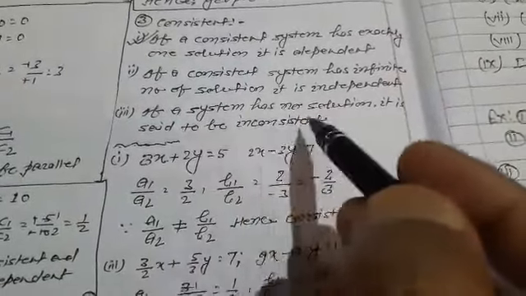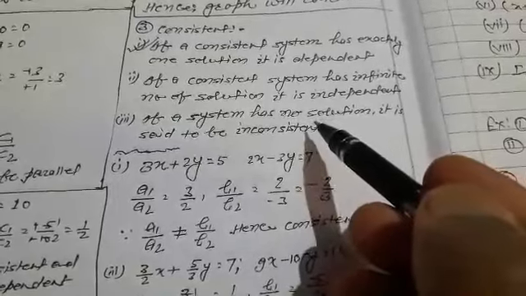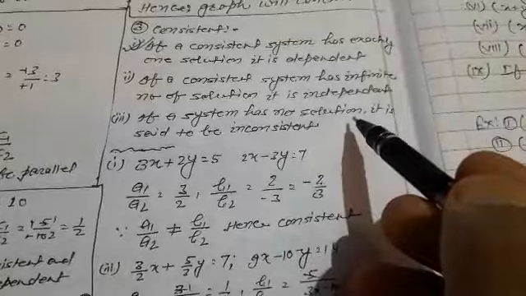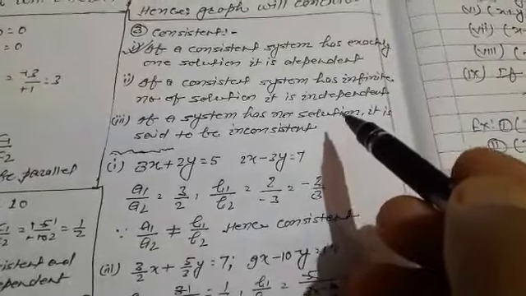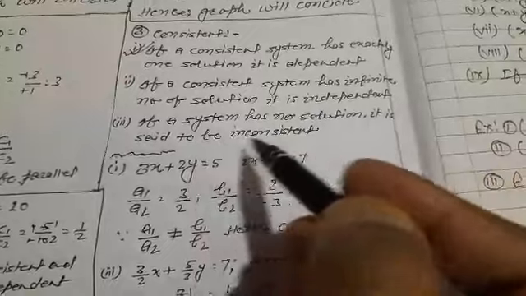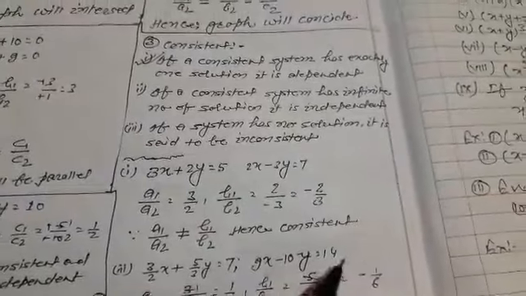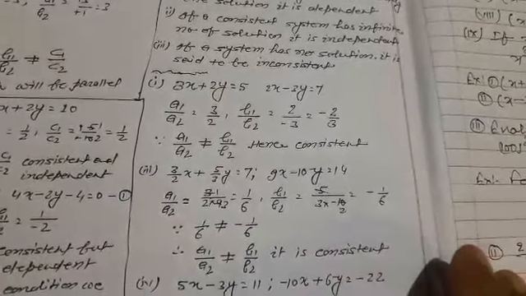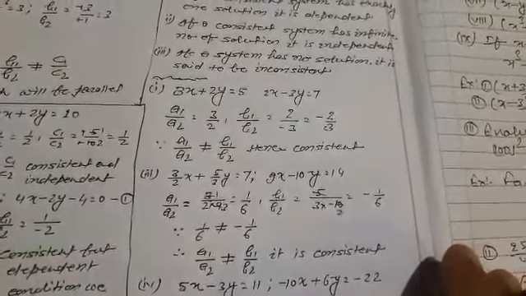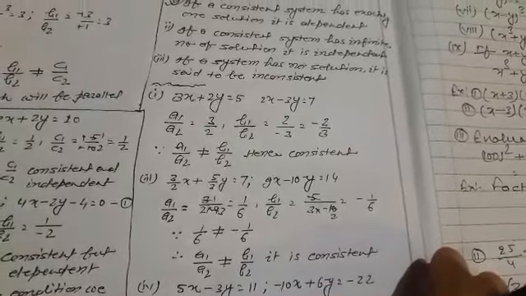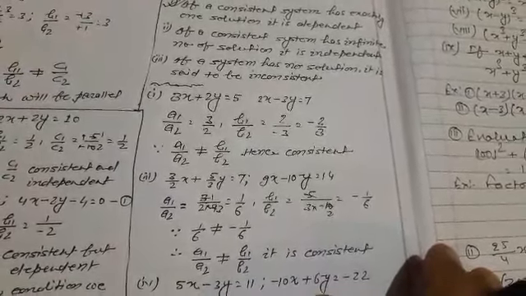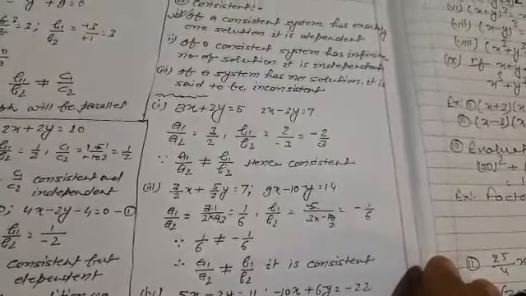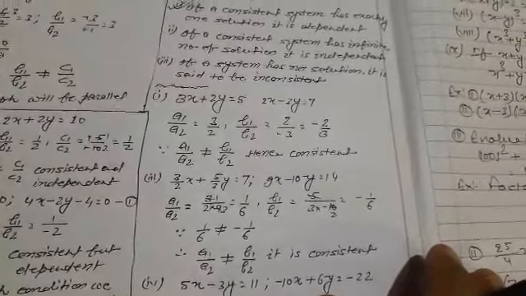Now the third one is inconsistent. Which equation is called inconsistent? If a system has no solution, what is the condition? a1 by a2 equal to b1 by b2 is not equal to c1 by c2. It is said to be inconsistent. So let's see the question. You are given two equations and you have to decide whether the system is consistent or inconsistent. A unique solution and an infinite number of solutions are called consistent, and no solution is called inconsistent.